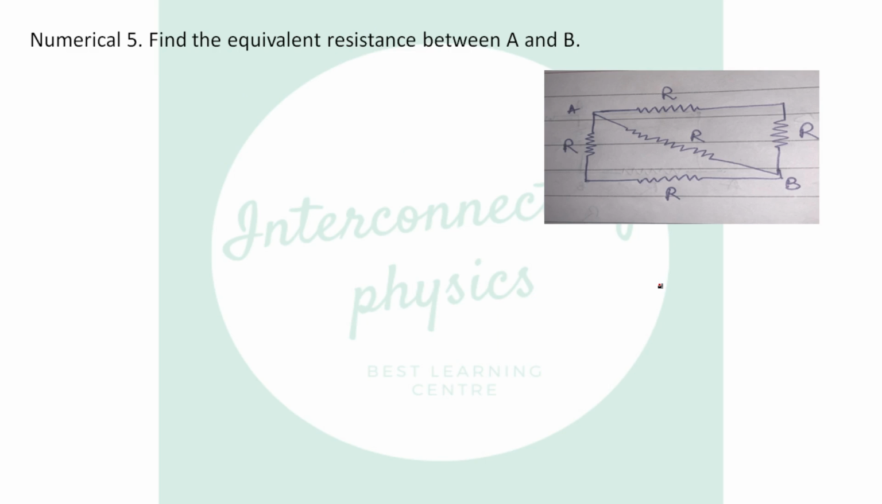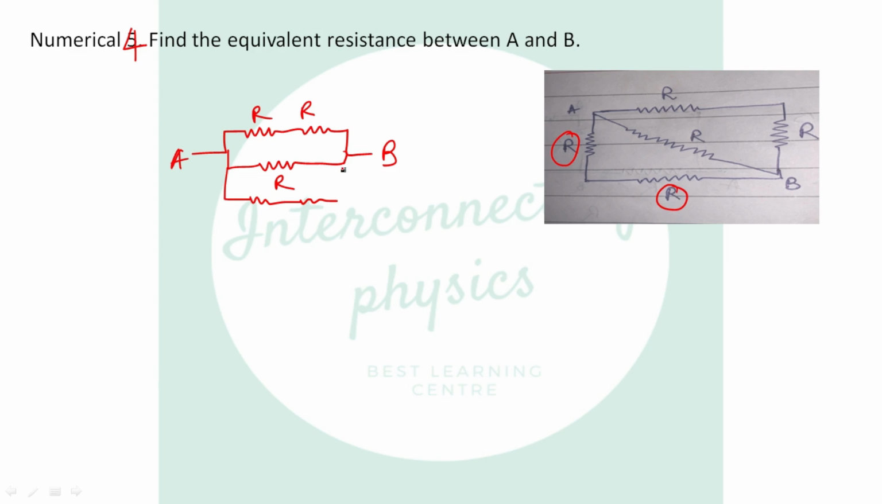Now numerical number 4. Let us do this, A to B. Again A to B. You see A to B, these two are in series. Let us draw R, R. Now A to B, R. This is a very simple numerical. From A to B, we have to calculate the equivalent resistance. When we see this path, R and R are in series. Again, diagonally, R is there. Again, if we move along this path, R and R are in series, so we can draw.